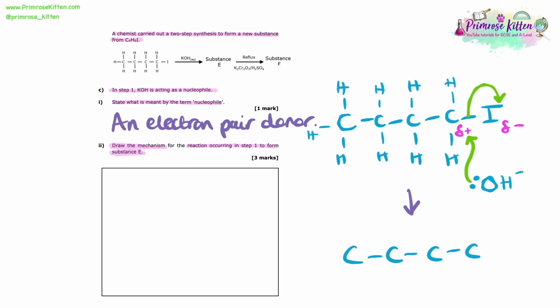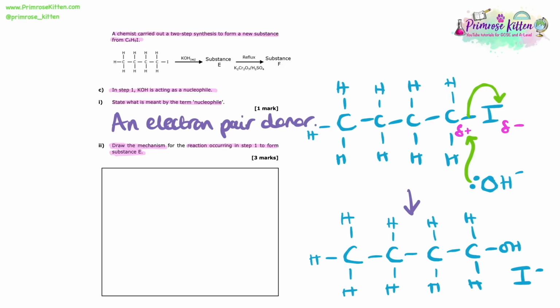By doing this, we simultaneously break a bond and make a bond. We break the bond between the carbon and the iodine, and we make a bond between the carbon and the OH. So when we break that carbon-iodine bond, the electrons move towards the iodine, giving us an iodide ion. And so there we have it, there is our mechanism.